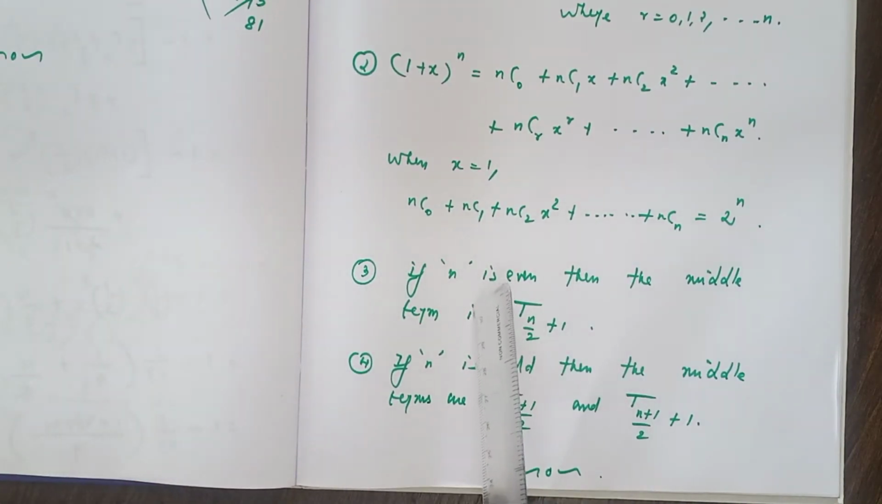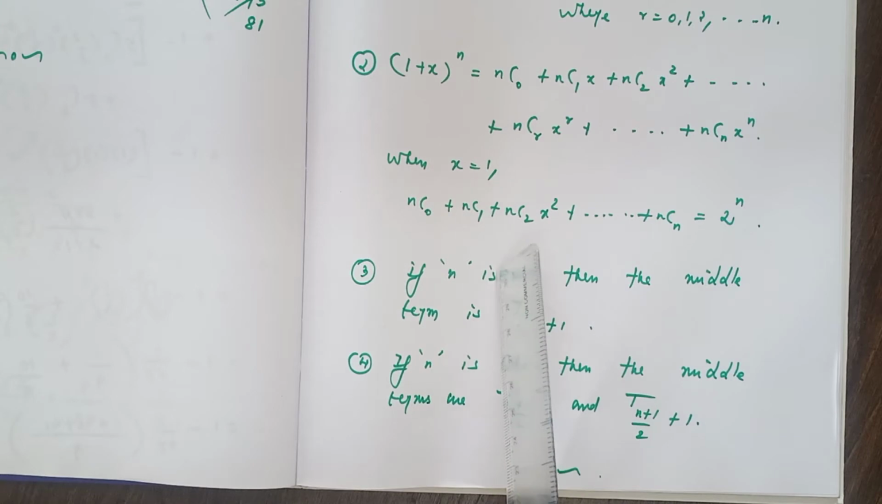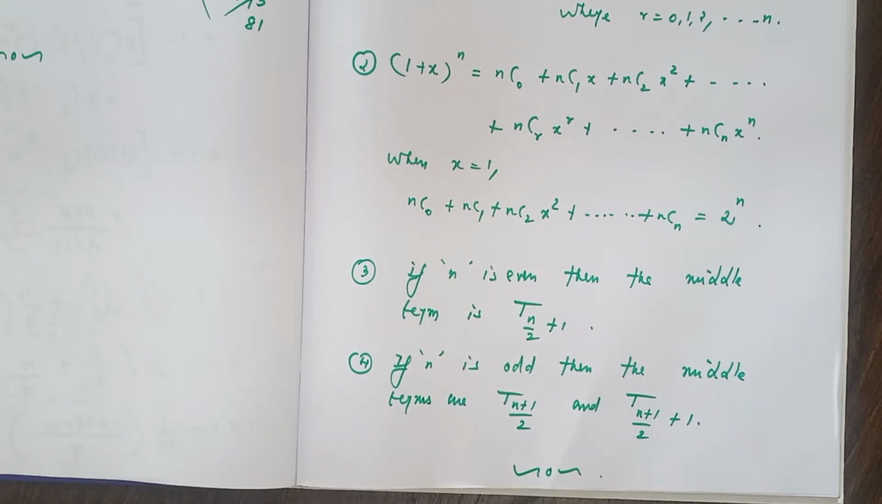Now if the power n is an even number, then the middle term is t(n by 2 plus 1). If n is an odd number, then the middle terms are t((n plus 1) by 2) and t((n plus 1) by 2 plus 1). 2 middle terms if n is odd, only one middle term if n is even. Okay.